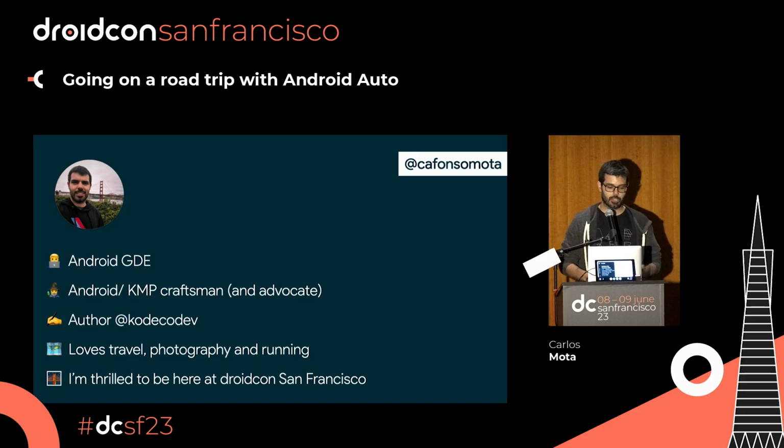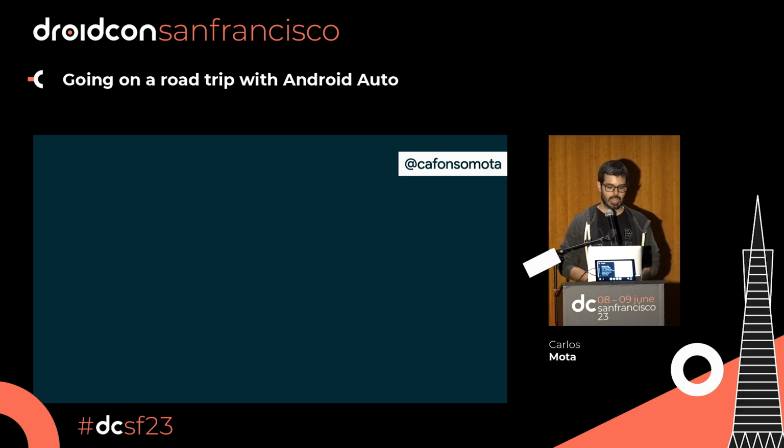I've been developing for Android for the past 13 years, and now that I'm saying it out loud, it sounds like a lot. For the past 5, I've been working really hard also with Kotlin Multiplatform and advocating it. I've been writing at Codecodev, and I love to travel, photography, and running, and I'm really thrilled to be here at Droidcon San Francisco and breathe a bit of this technology vibe that we only have here on San Francisco.